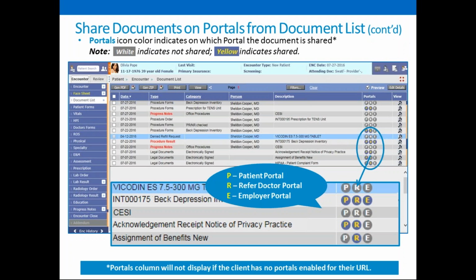If it is a yellow letter in a blue circle, that means it is shared on that particular portal. And as you see in the screenshot here, it doesn't have to be shared on all three. It doesn't have to be shared on any, or it can be shared on all three. So that all depends on whoever within your practice has that permission and what your workflows are, and if you're going to make these things visible or not on the portal.